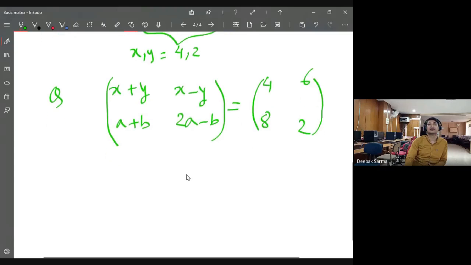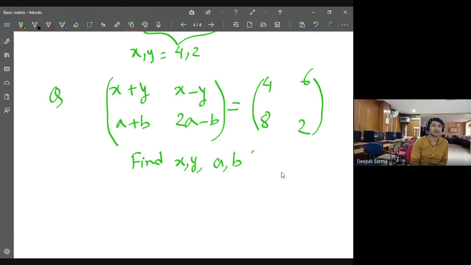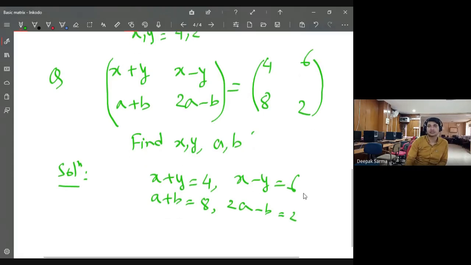So now the question is clear. Find x, y. Also we have to find a, b. So now can you find it? Here we are given x plus y equal to 4 and x minus y equal to 6. I don't know whether they are solvable or not. Besides them, we are given a plus b equal to 8 and twice a minus b equal to 2. I think it won't be that difficult.